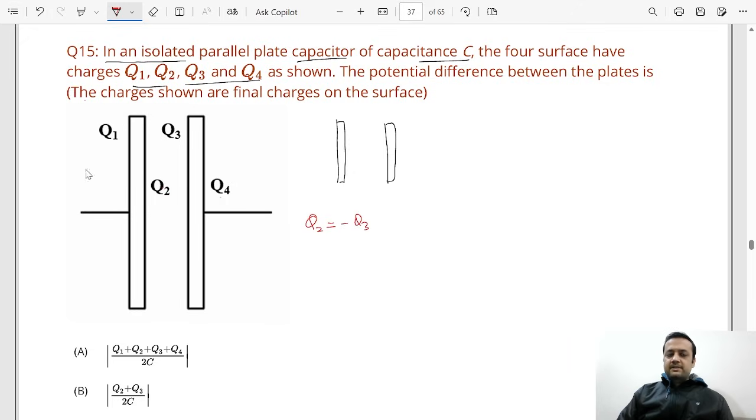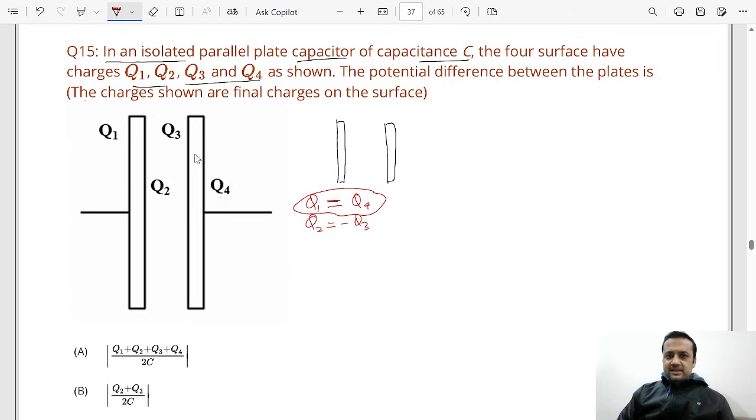Also, if there is any charge on the extreme surfaces, Q1 and Q4 are the extreme surfaces because they are the outermost surfaces. On the extreme surfaces, the charges are always equal. So Q1 will be equal to Q4. You must have been taught this topic in Gauss's law. However, even if you don't know this, it will not impact the solution of this question. You can ignore this fact. I'm just telling you this for information.